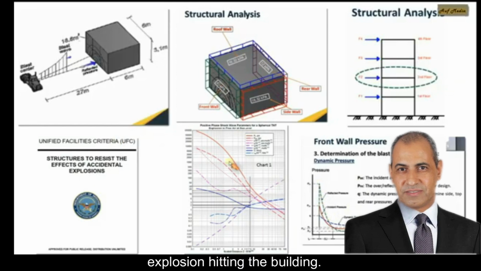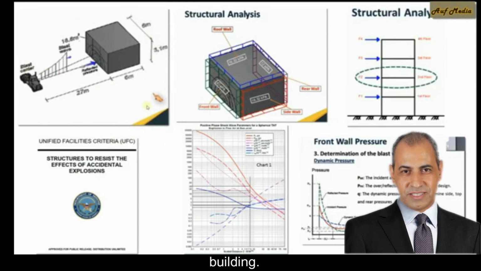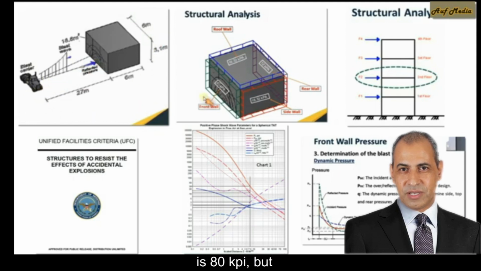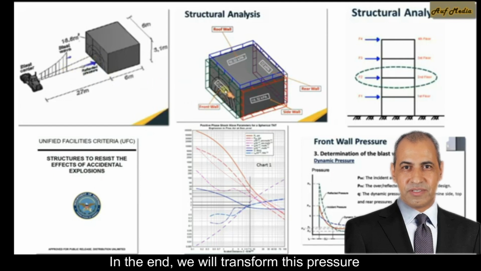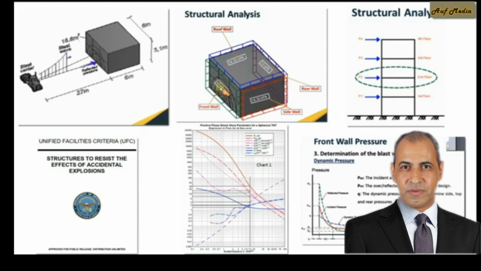and start my analysis. In the end, I will transform the simulation of the case that we see, that there is a car or a source of the explosion hitting the building, and I will transform the pressure to a different value from the source of the building. The value of the explosion will be very high. As you can see, the value of the explosion is 80 kPa. But the surface and the side will also be affected by a lower value.